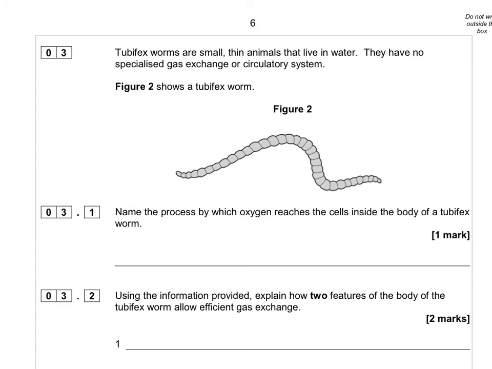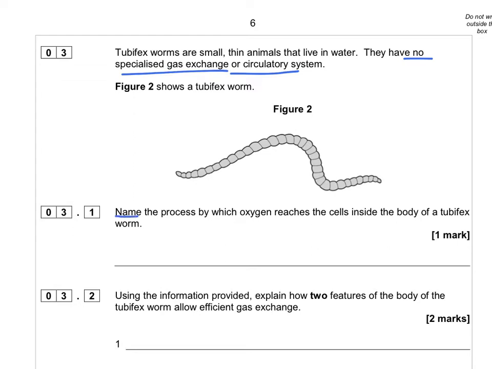Question 3 says tubifex worms are small thin animals that live in water. They have no specialized gas exchange or circulatory system. So they're invertebrates, they don't have lungs, etc. Probably you don't know what a tubifex worm is, but that's fine. They've described what it is, and it actually shows a picture of it.